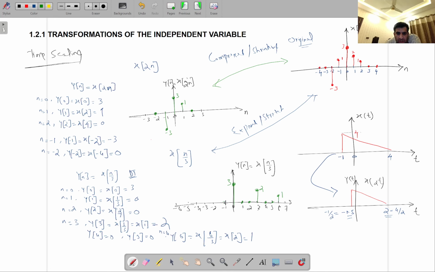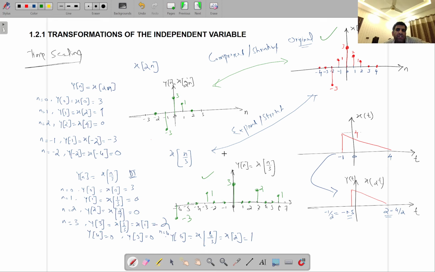Similarly, I can plot these sides as well, and you can verify it later on. This is going to be 1, and then this is going to be at -3. So let's compare the original signal, this one and this one now. So what you can say is that the original signal has been expanded or stretched by 3 units.